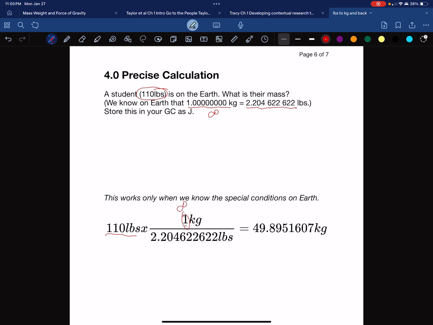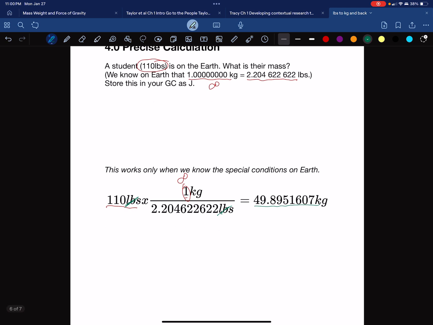And that is the number of 2.204622622 pounds per 1 kilogram. Well, the pounds cancel. And when we divide that out in our calculators, we get this number, 49.8951607. And so that's how we would get that precise answer.